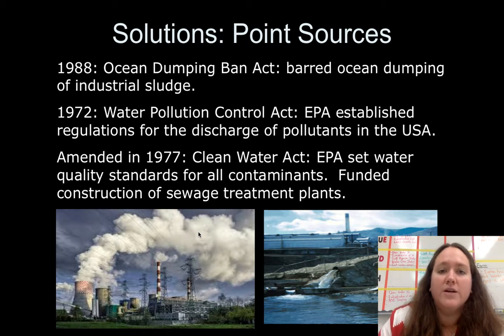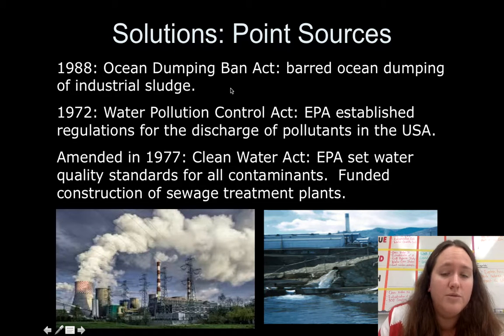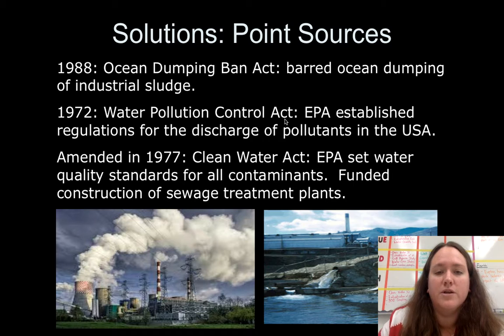You have to enact laws because usually these things are coming from industries. So for example, before 1988, it was legal to dump your industrial sludge waste into the ocean. So the Ocean Dumping Ban Act barred people from doing that. In 1972, we enacted the Water Pollution Control Act, where the EPA established regulations for discharges of pollutants. And it was amended in 1977 with the Clean Water Act.